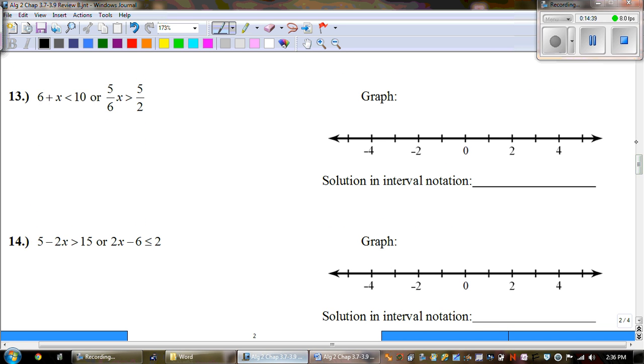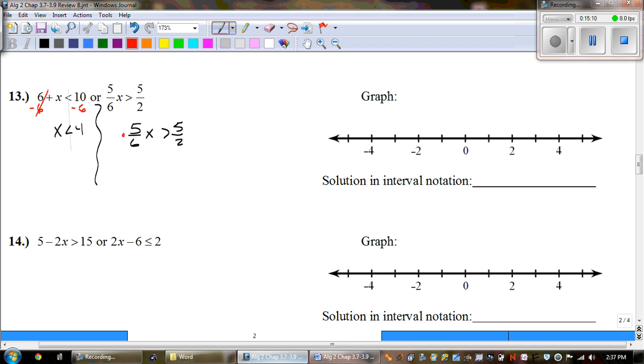All right, number 13. We'll do 13 together. Right away, we see the or, so I know that we're going to have two different problems to solve for. I'm going to draw the line down the center, and then when we subtract 6 from both sides, we get x is less than 4. Well, that wasn't too bad. But let's look at the other one. I'm going to rewrite it just so we have a little bit more room.